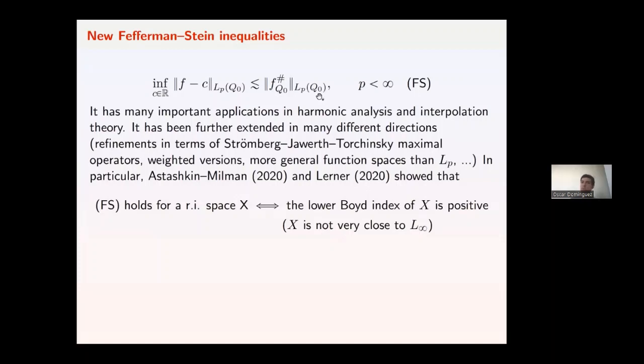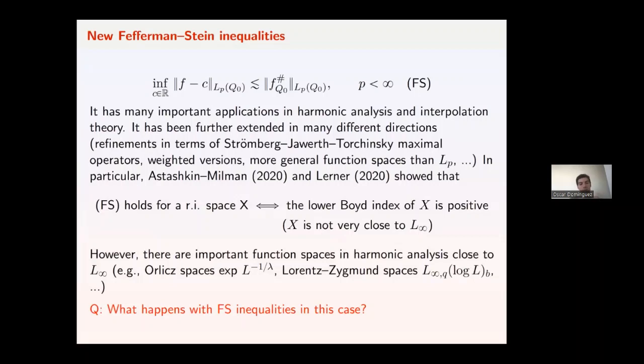So, of course, working here with L infinity is an enemy for Fefferman-Stein, because the right-hand side will be BMO and the left-hand side will be L infinity. And we know that BMO is not contained in L infinity, right? Take logarithms. So once you are far away from L infinity, everything is fine, and then you get Fefferman-Stein inequalities. But let me insist on the case when you are close to L infinity, because there are many important function spaces in harmonic analysis close to L infinity.